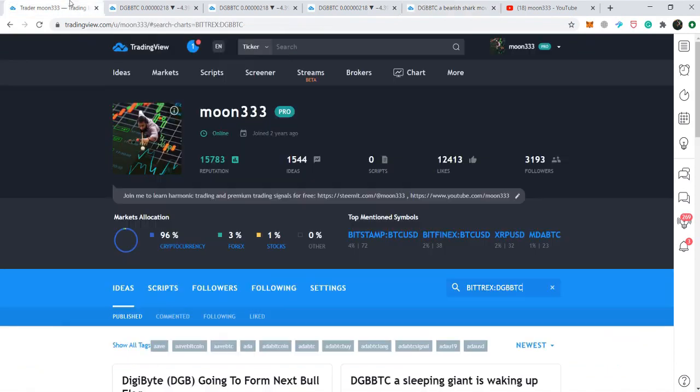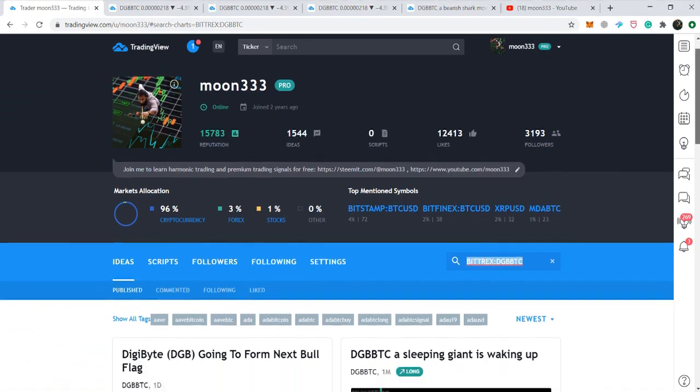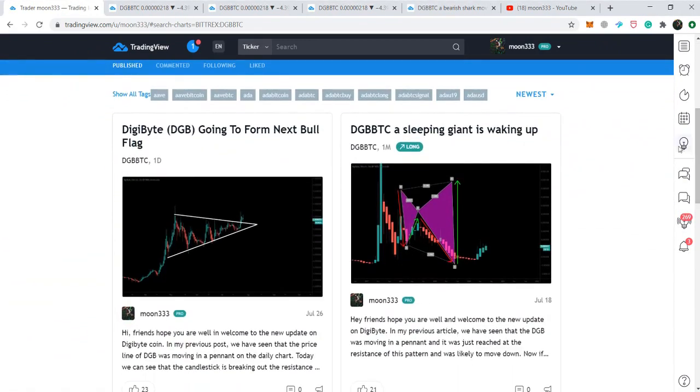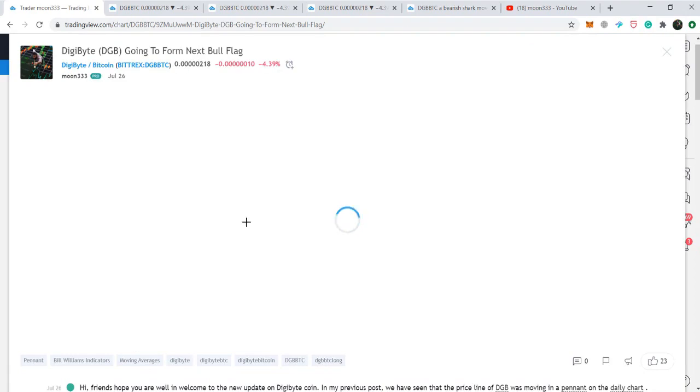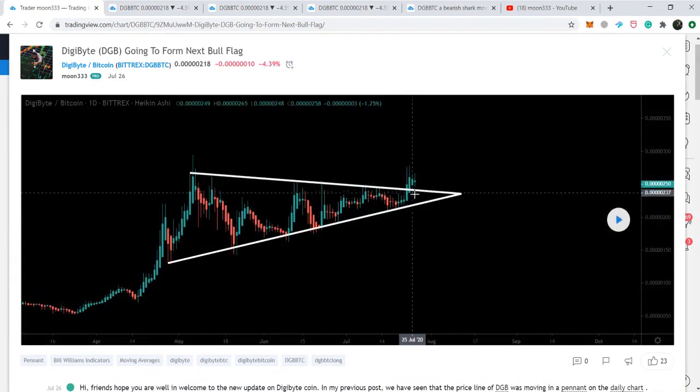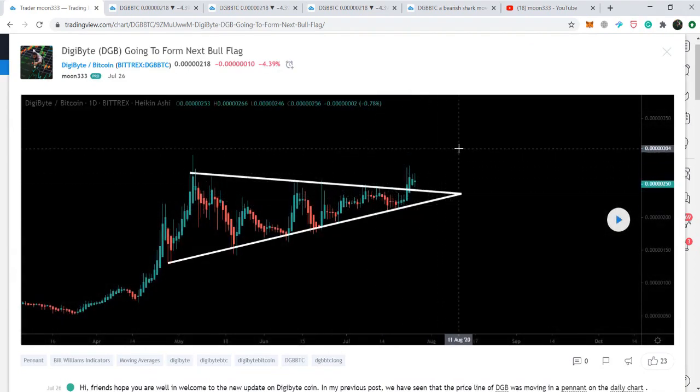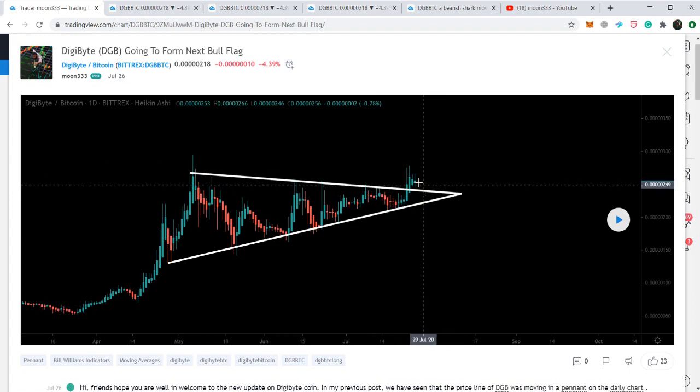First of all, let me just show you my previous idea that I shared with you in my previous video. At that time, the price action just broke out this resistance of the pennant where the price action was moving, and I was expecting that the price action will retest the support, the previous resistance of the pennant as a support, and after that it will start the next rally in case it will be successful in retesting. Now I'm just playing this chart.